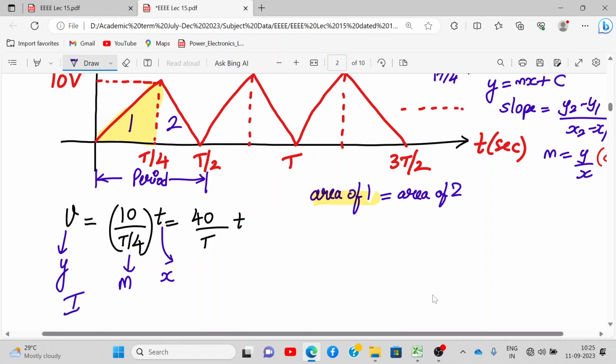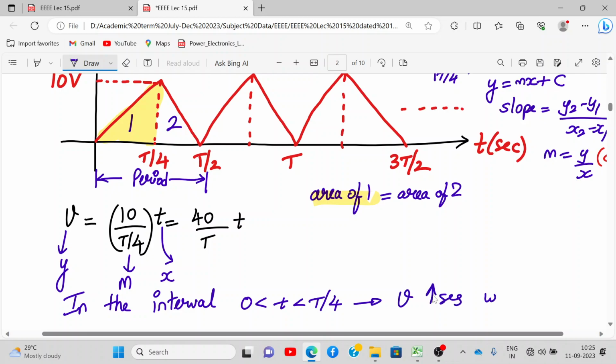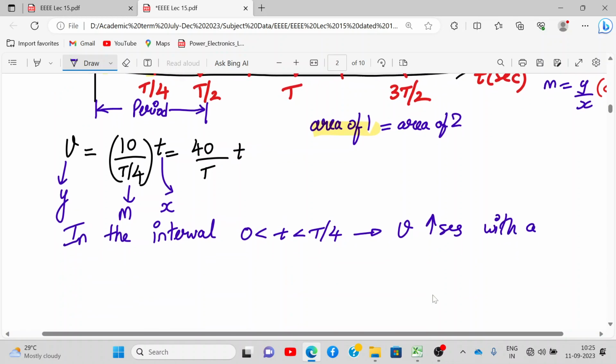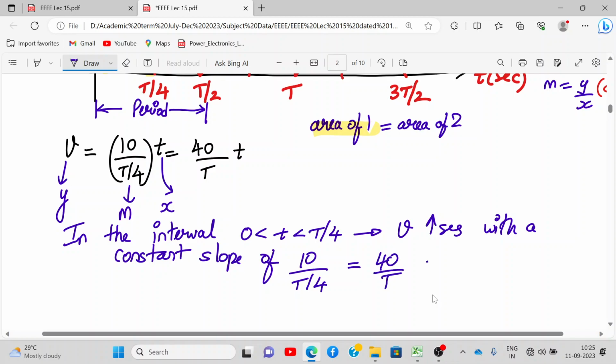In the interval 0 to T by 4, voltage V increases with a constant slope of 10 by T by 4, that is 40 by T. Okay, so that's why we write V is equal to 40 t by T.